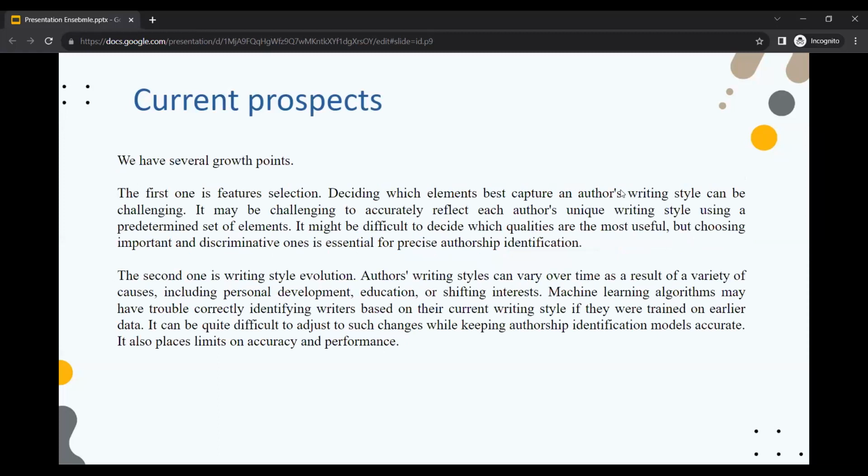So now about the current process. What can be improved in classifiers and ensemble classifiers in particular? We have several growth points, and the first one is feature selection. Deciding which elements best capture writing styles can be challenging. It might be difficult to decide which qualities are the most useful, but choosing important and discriminative ones is essential for precise author identification. And the second growth point is writing style evolution, because writing style can vary over time as a result of a variety of different causes, including personal development, education, or different interests.